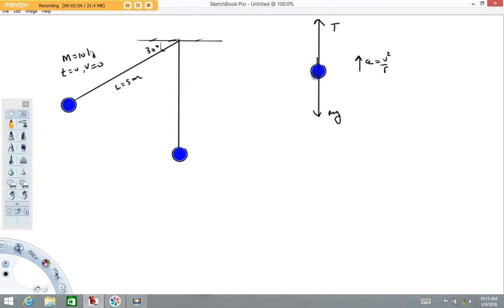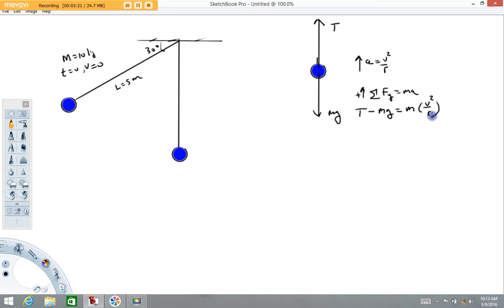Now I'm going to write a Newton's second law equation. Sum of all forces in the y direction equals ma, up positive, because the acceleration direction is up. Looking at my free body, two forces: tension up, mg down, and that equals ma. Because that acceleration is a centripetal acceleration, it can be written v squared over r.